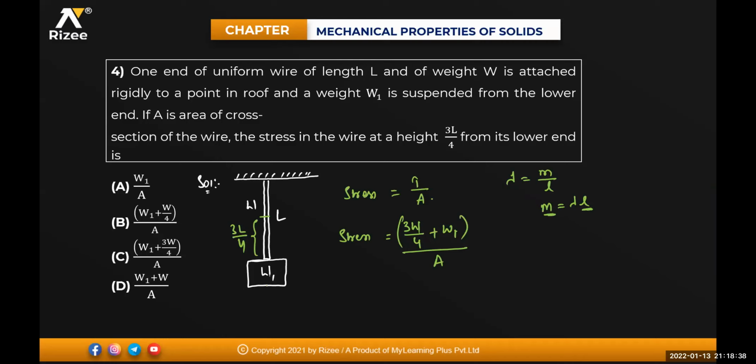And along with this one, this weight W1 is also acting. So total tension at this point will be because of the 3L by 4 portion plus the weight of the body, divided by area. That will give me the answer. Got it, beta? So what answer can I write? W1 plus 3W by 4 divided by area. Clear? Any doubt in this one?